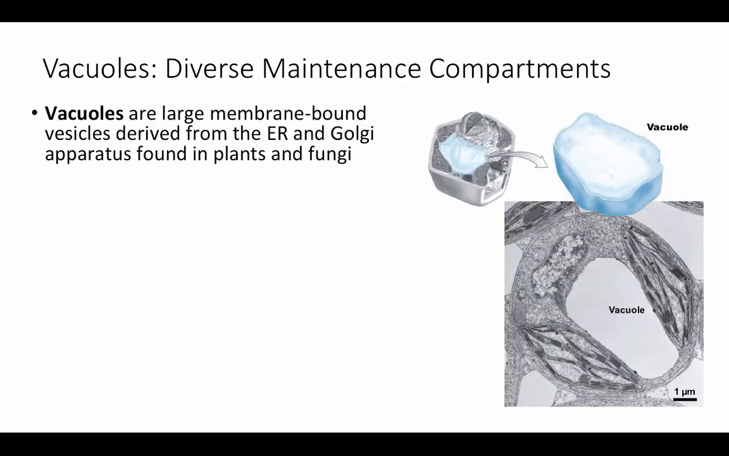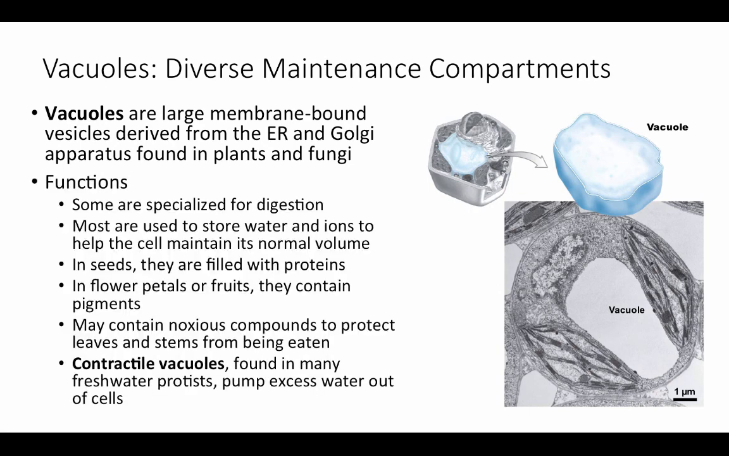The final component of this endomembrane system I want to familiarize you with are vacuoles. So these are a diverse category of just separated little compartments surrounded by membranes for various purposes. So vacuoles are large membrane-bound vesicles derived from the endoplasmic reticulum and Golgi apparatus, found primarily in plants and fungi. So what are their functions?